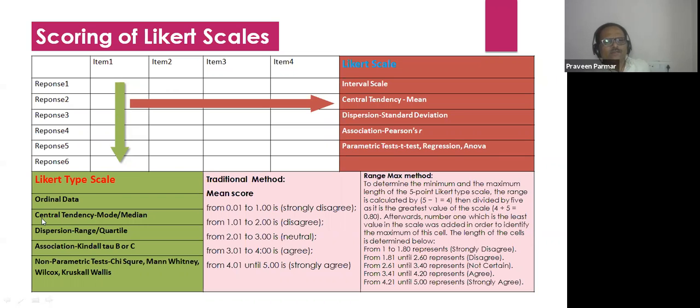The central tendency we could measure here is the mode and median. Mostly median is preferred. For dispersion, we could use the range, quartile, and also the mean absolute deviation. For association, meaning correlation, we could measure Kendall's tau B or C. And we could perform only non-parametric tests like the Wilcoxon test, chi-square test, Mann-Whitney test, and Kruskal-Wallis test with this sort of data.